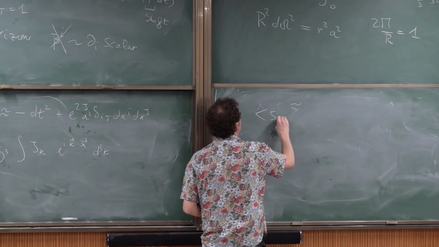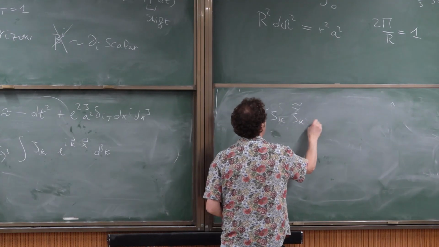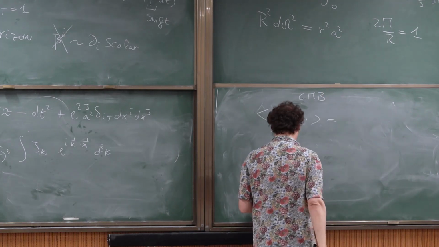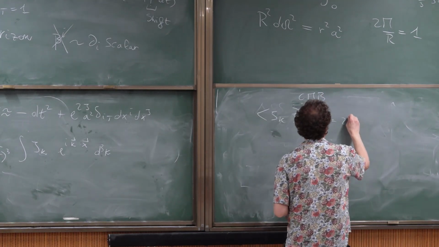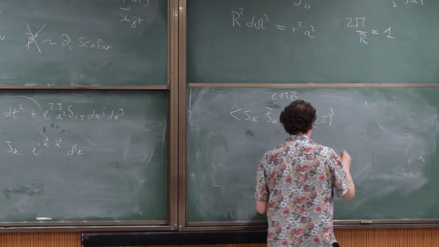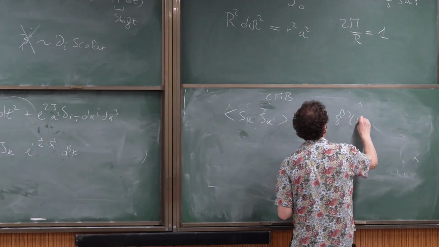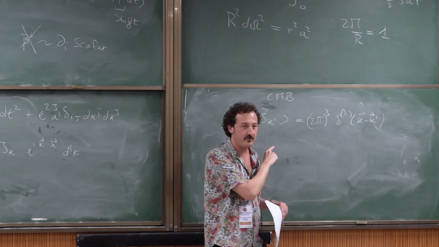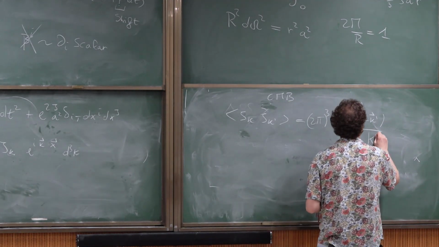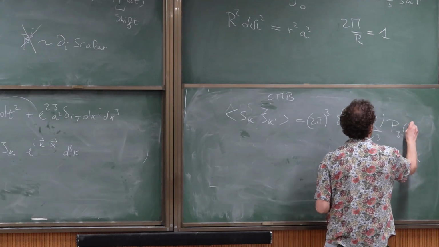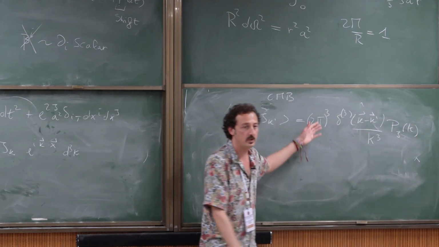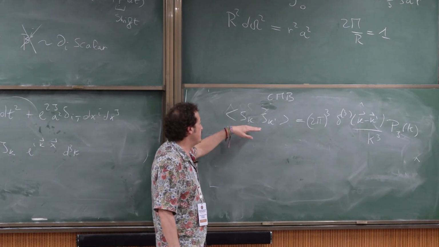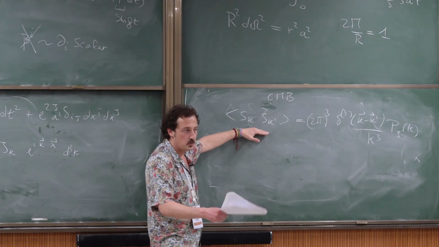So zeta_k zeta_k prime. For the CMB, this is fine. I can calculate this, and I'm happy with that. Why? Well, it gives delta^3(k minus k prime), due to the isotropy of space-time, times the power spectrum of curvature perturbation divided by k cubed. We saw this today. For the CMB, this is calculated perturbatively, as we saw today.